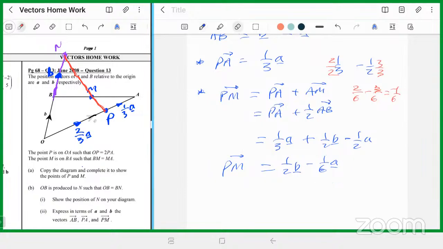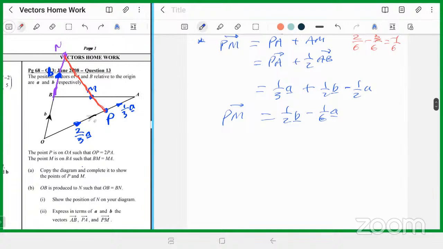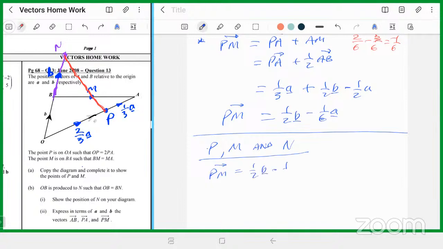So tell me now, to show that the 3 points are collinear, let's write it out. P, M and N. Let's set it out like this. We're showing that P, M, and N are collinear. So we know we're going to use the PM. So PM is a half B minus 1/6A. And which other vector are we going to use? Somebody tell me which vector. We want to use the easiest one possible. Anybody can tell me which one is the easiest one to use?